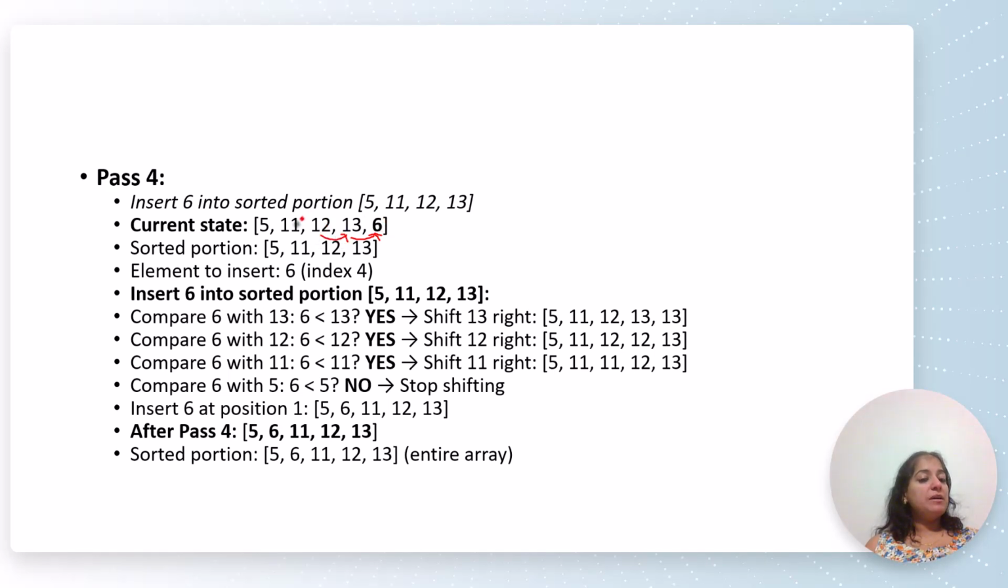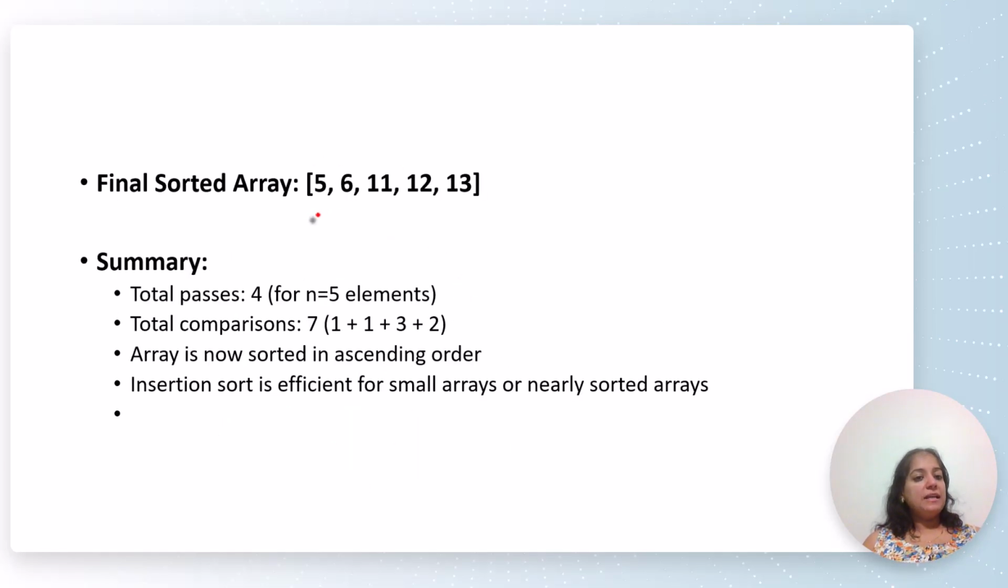Then 6 is compared with 11. Since 6 is less than 11, 11 will be shifted here. 6 will be compared with 5, but 6 is greater than 5. That means the correct position for 6 is here. So 6 will be copied at this place. And after pass 4, you get the sorted array like this one, right? So finally the sorted array is this. Total passes 4, total comparisons 7, and insertion sort is good for a small number of elements, small arrays, right?